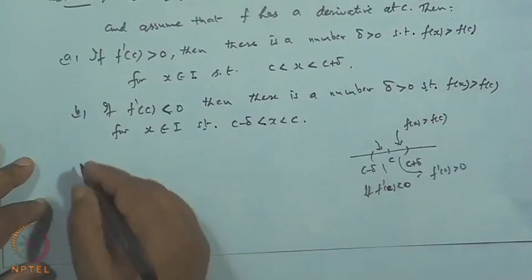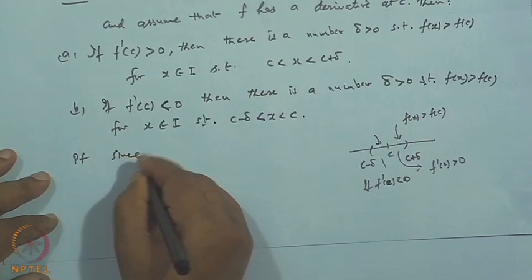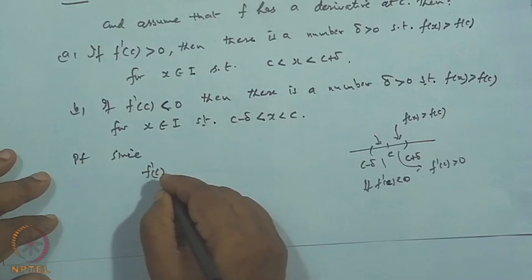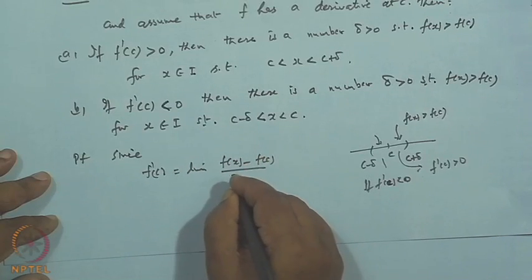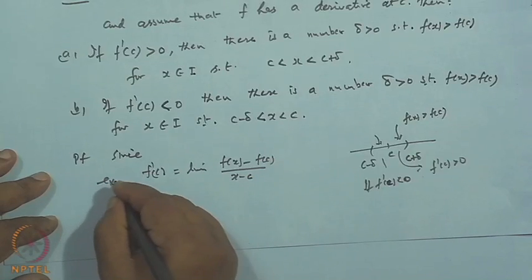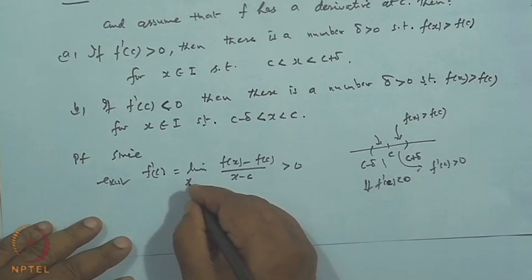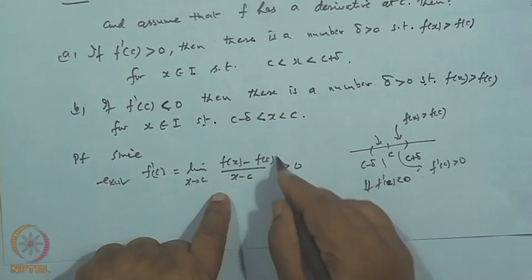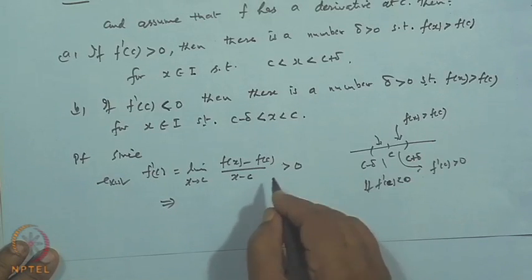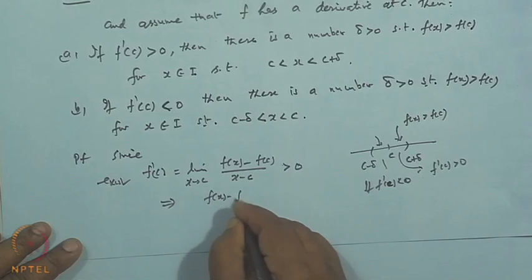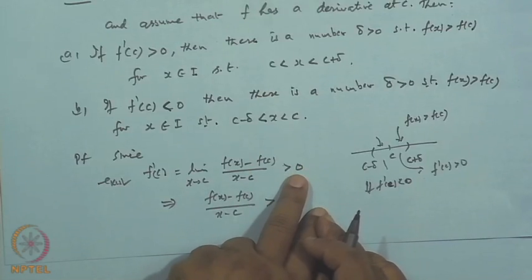In fact, the proof of this is very simple. Since this derivative f prime of c exists, which is the limit of f of x minus f of c over x minus c, and it is given to be greater than 0. Now, when the limit as x tends to c is greater than 0, then obviously this entire quotient must be positive. This is only possible when the quotient is greater than 0. Otherwise, if it is negative, we cannot get the limit to be strictly greater than 0.